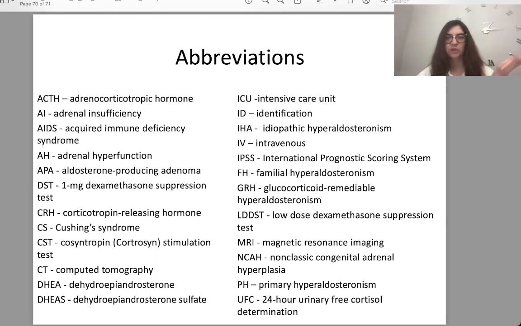And the abbreviations that we used today, I tried to explain all of them. For today, that's all. It's all the material that I wanted to tell you.